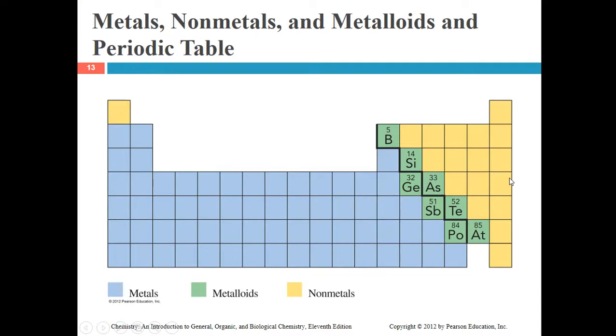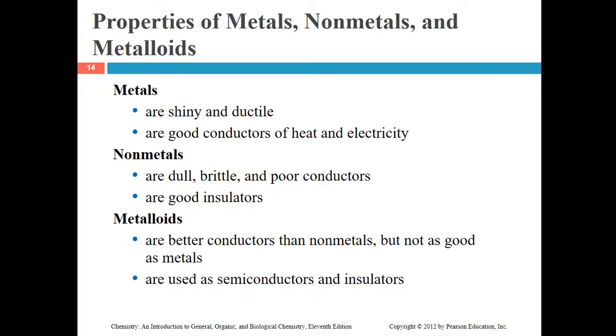Everything to the right is considered a nonmetal, except some of them that are right along and border the stair-step line. In that case, they're going to have tendencies of both. They're going to have slight attributes of metals and nonmetals, a little bit of both. So that's why they're going to be called metalloids. We know that metals are shiny and that they conduct electricity well, and nonmetals are just the opposite. Whereas metalloids, well, they have a little bit of both.